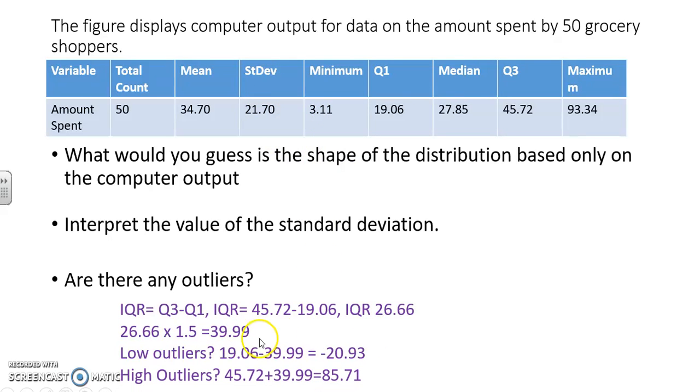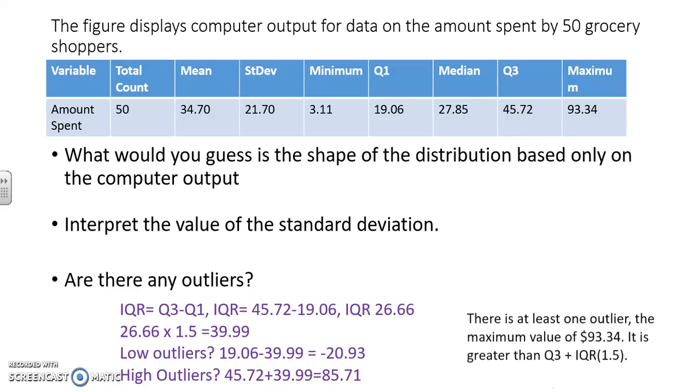When I check for high outliers, I get 45.72, Q3, plus 39.99, which is 85.71. Well, my maximum is greater than that value, so it seems I do have an outlier. There is at least one outlier, the maximum value of $93.34. Now, there could be more values, but we can only be certain of this maximum.